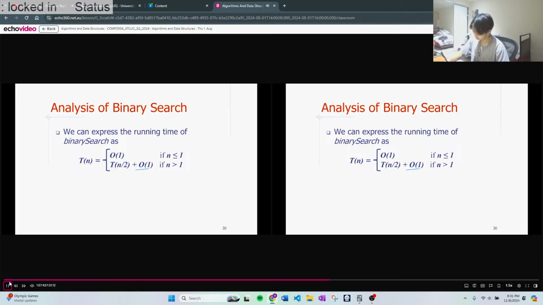Do we want to try and do some analysis on this? Yep, okay. So T of n equals T of n on 2. Let me try and do it. Put that back in.